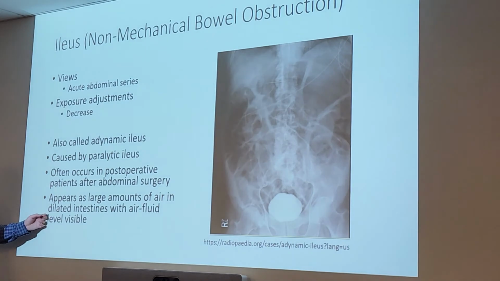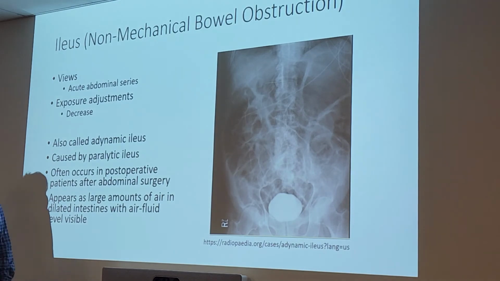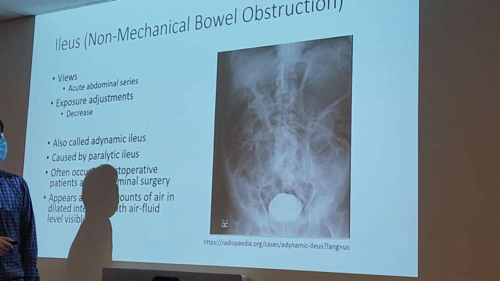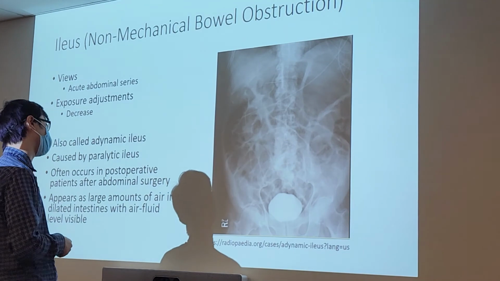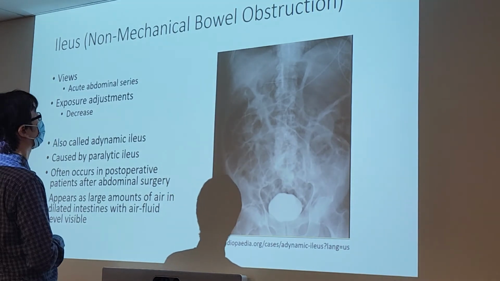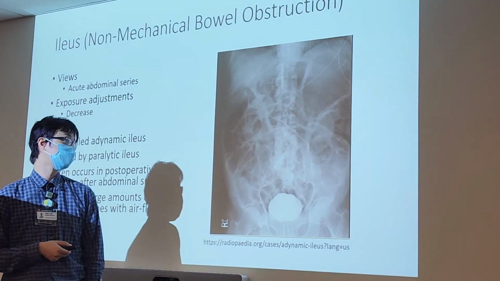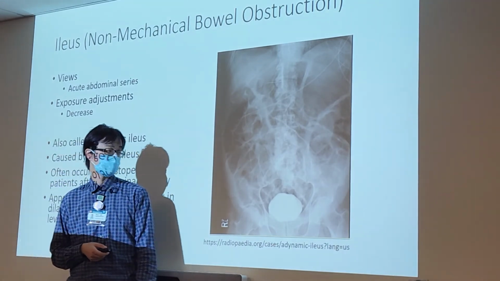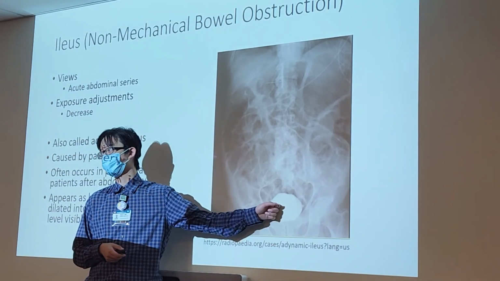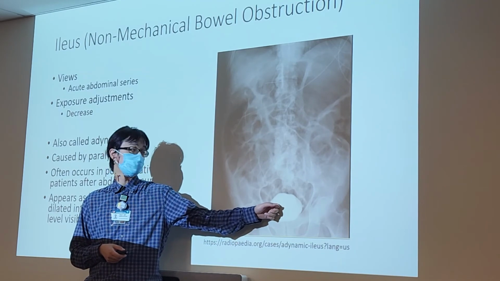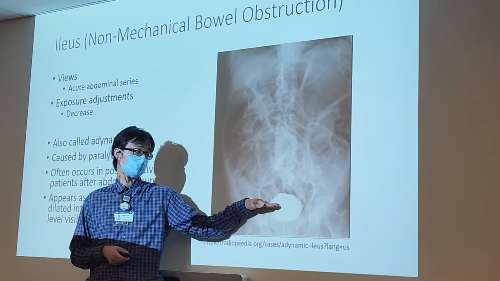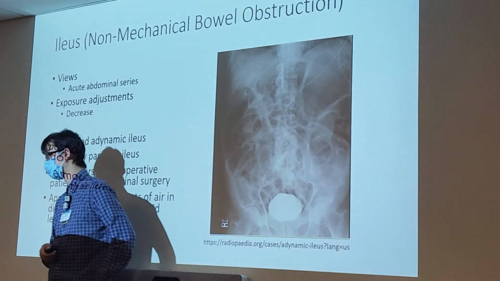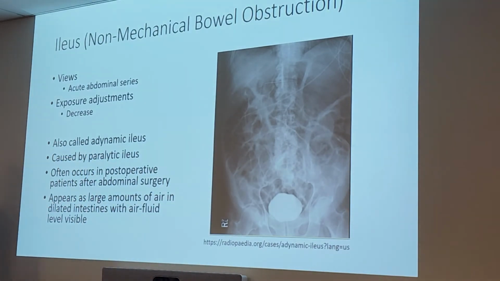So this appears as large amounts of air in the dilated intestines with air fluid levels visible. Here, this one looks like it was done supine. The reason I'm saying this is most likely supine is because this is circular, right? I don't see any flattening, any fluid levels. So most likely supine, I can see their bladder.